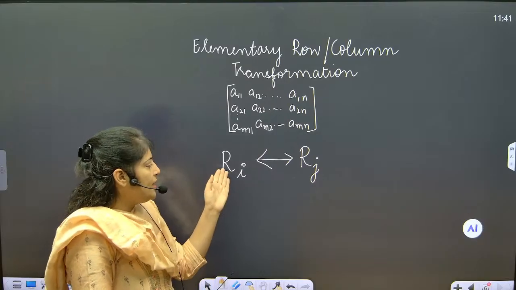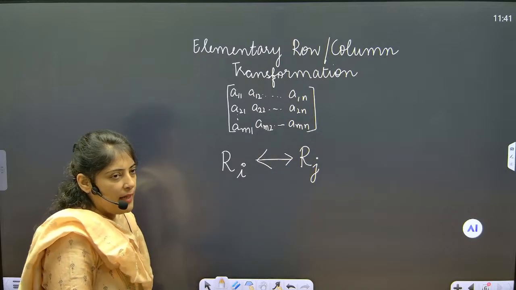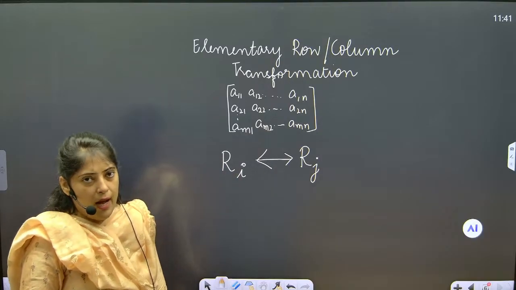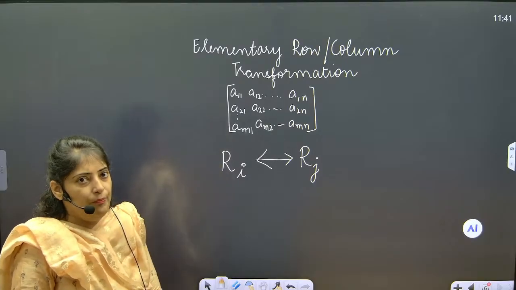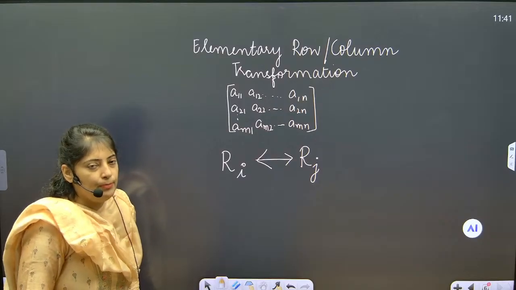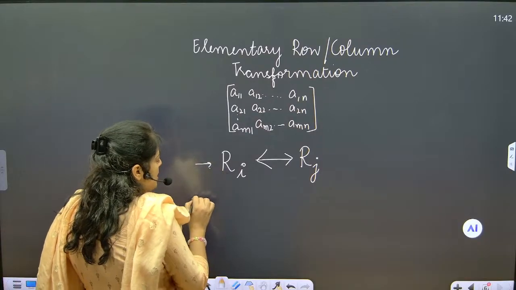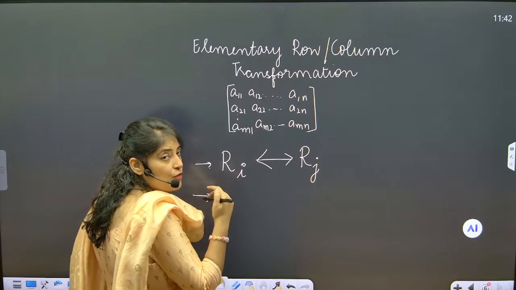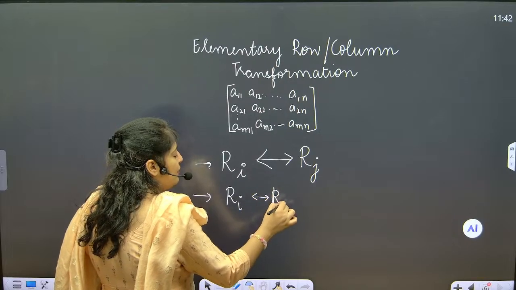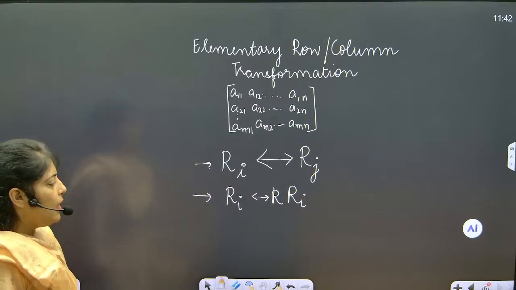Okay, don't say that R1 is changed to column 1. No, you should not say like that. I am saying R1 I am changing to R2. I can interchange. I'll give you the example also on this basis. Now, the second operation, or second transformation, is that any ith row I can multiply with any constant also. Again, I'll give you the example.